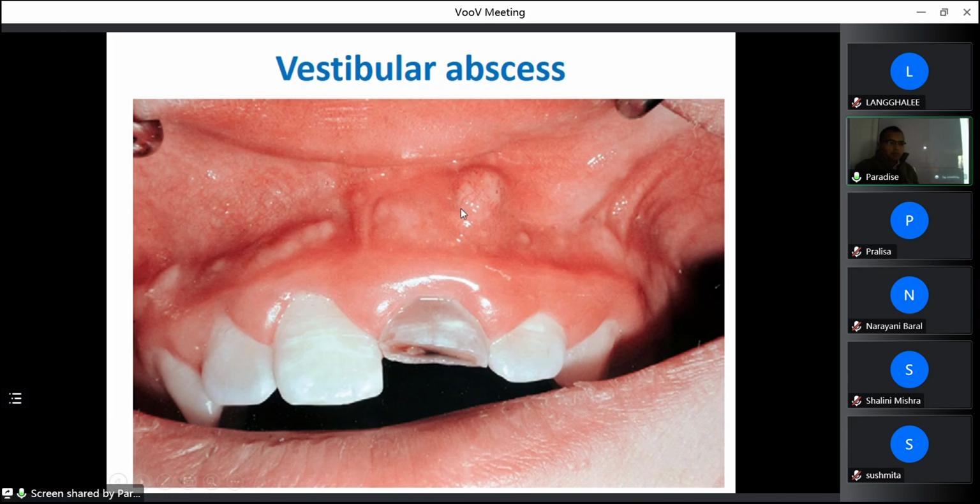The treatment is, whenever there is abscess, you have to drain. Okay, never try to give any antibiotic. Whenever there is abscess, you have to drain. Incision and drainage is the treatment of choice if there is any abscess or any pus formation.